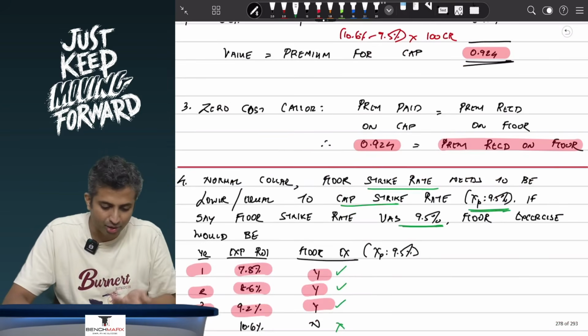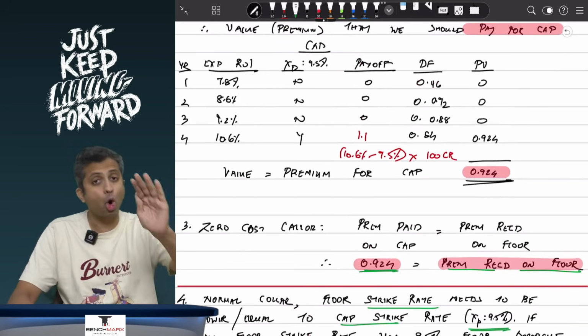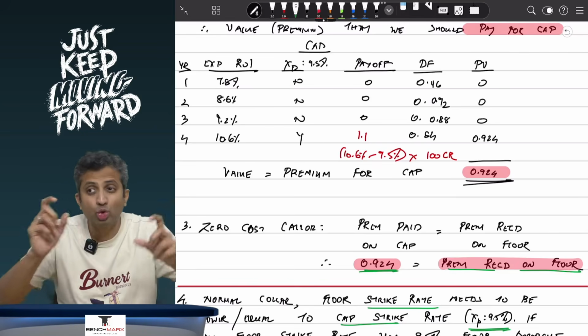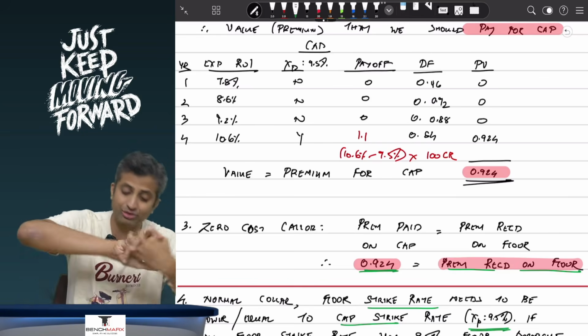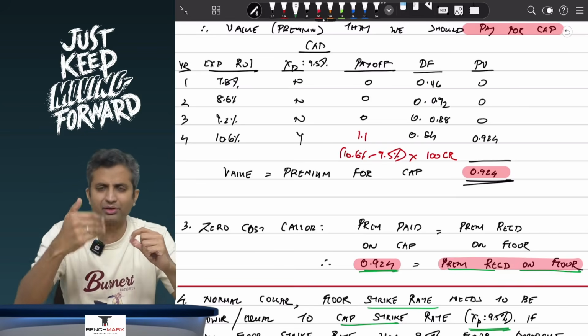In my opinion, for a 4-mark question, they should have stopped at the premium on the floor, or they could have given a range where the floor is within this range, so you know which are going to be exercised. If they tell you that the floor is between, for example, 9.2 and 10.6, then I know that the first three cases are going to be exercised.